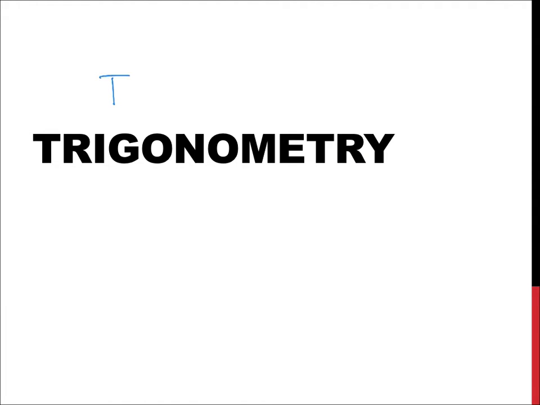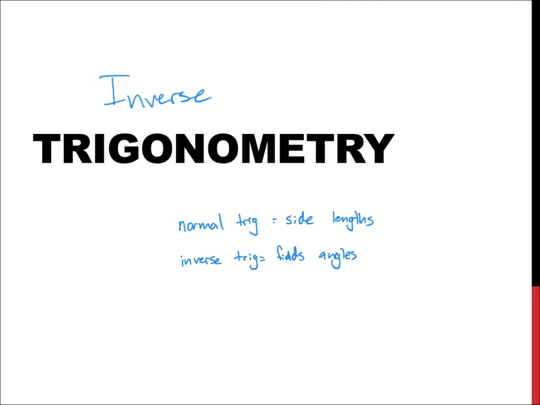Again, this is inverse trigonometry. Now, the difference between normal trig and inverse trig, as I will call it. Normal trig finds the side lengths. Okay, maybe you noticed, but in all of your homework you were looking for the side lengths. Inverse trig finds the angles. Okay, so we are looking for the angle measures in this PowerPoint. Let's get started.